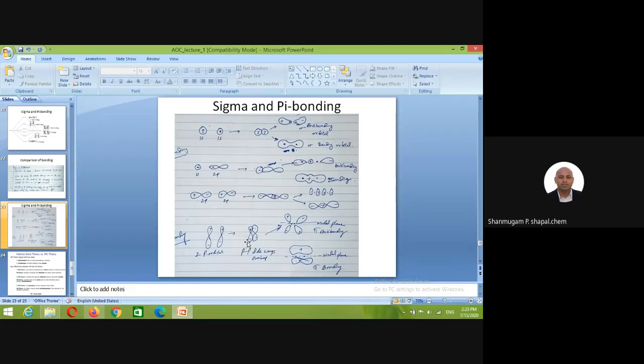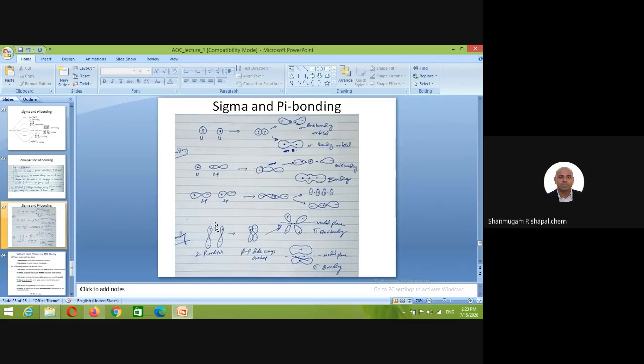By sideways overlapping, there is only one nodal plane along the nuclear axis. You see, this is the nucleus and this is the nucleus, and you have only one plane. So this is the plane. Similarly here, for bonding and anti-bonding, there is only one nodal plane. But the lobes will be connected for bonding, and it will be repelling for the anti-bonding.